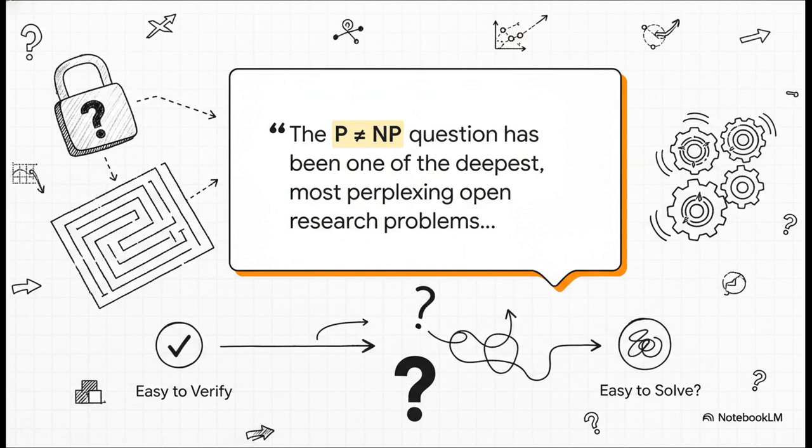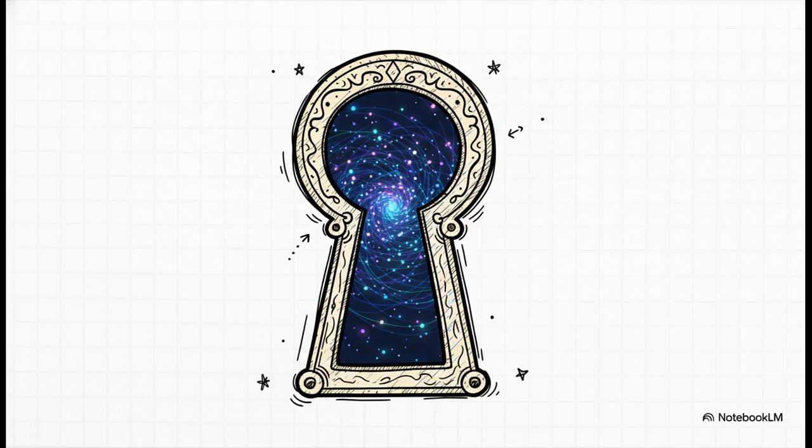Does P equal NP? Is every problem that's easy to check also easy to solve? Most computer scientists think the answer is no, but nobody has ever been able to prove it. And so here we are, sort of peering through a keyhole at this vast, unknown universe, a world just filled with these tantalizing possibilities, where the very limits of what we can compute are still a beautiful and profound mystery.